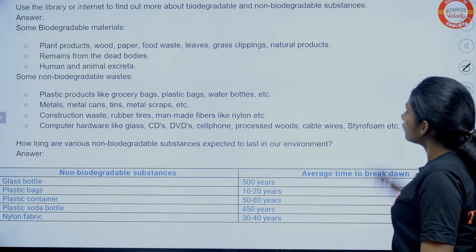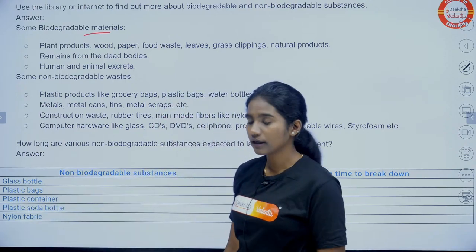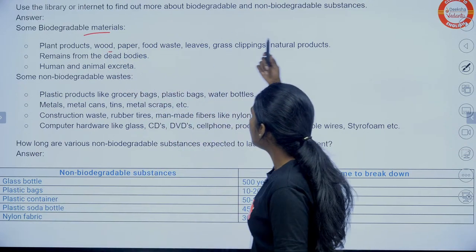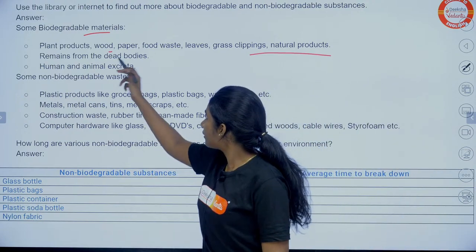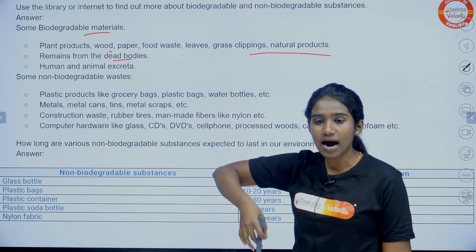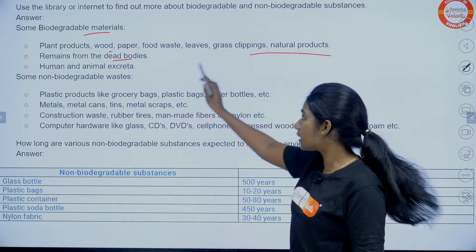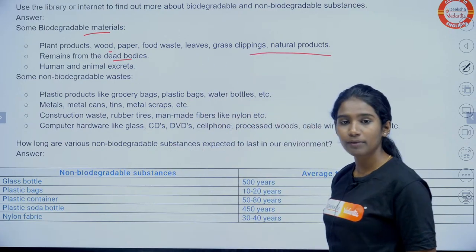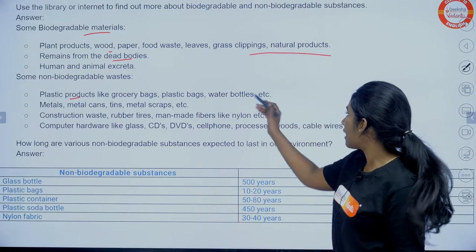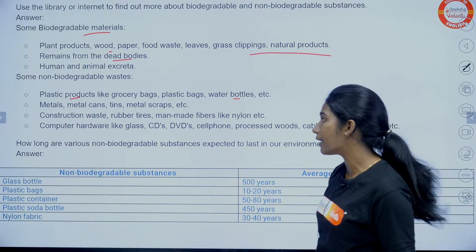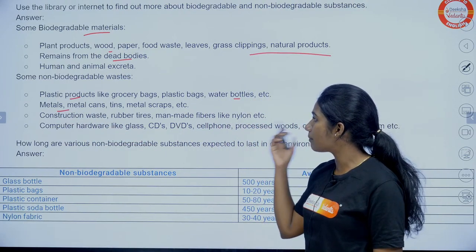Okay. So now what are some of the biodegradable materials? The plant products, wood, paper, food waste, leaves, all these are biodegradable. And even the remains of dead plant and animal waste, animal and human excreta and all that, all these are biodegradable. Whereas non-biodegradable are plastic products, it can be grocery bags, plastic bags, and it can be water bottles also that you get, and also metals, tins, metal scrapes and all that, these are non-biodegradable.